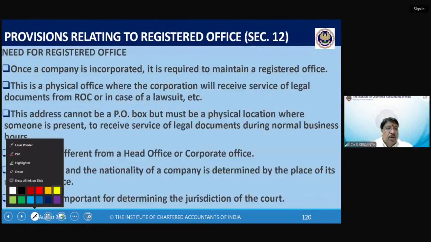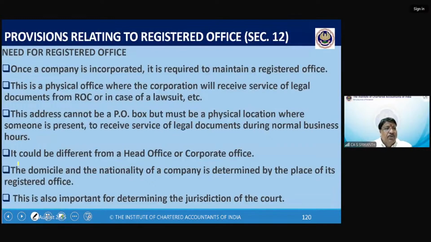So wherever the registered office is, that is where the domicile is. If I want to ask you, what is your domicile? Where is your registered office? Sir, our registered office is in Ludhiana, sir. Then your domicile is Punjab and Haryana, Punjab. I know that. Many things will follow from that.